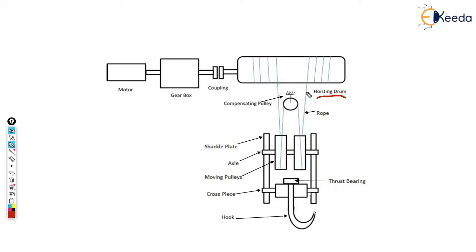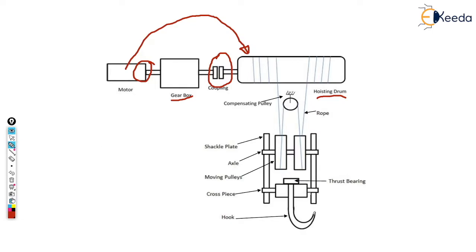Now, what does it do exactly? As you can see here, the rope drum is connected to the coupling, and the coupling is connected to the gearbox, and the gearbox is connected to the motor. So simply, the motor is in contact with the hoisting drum.